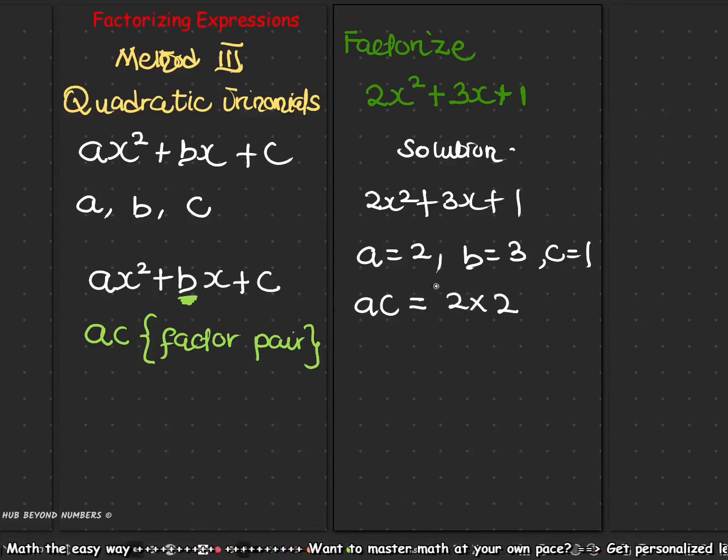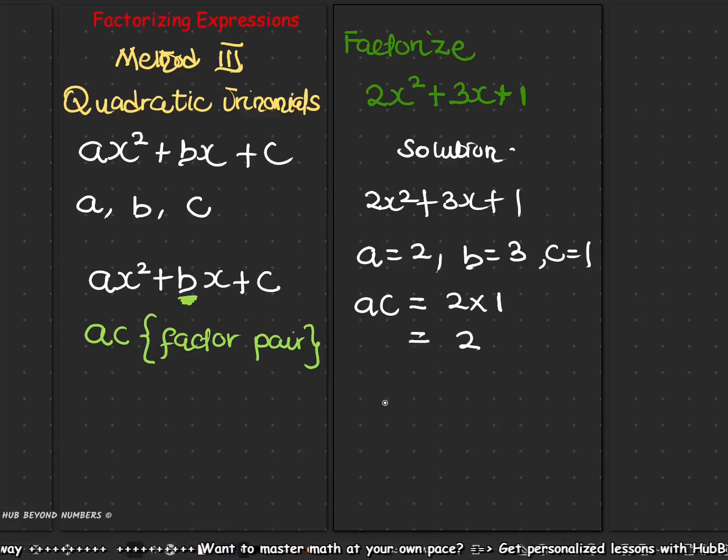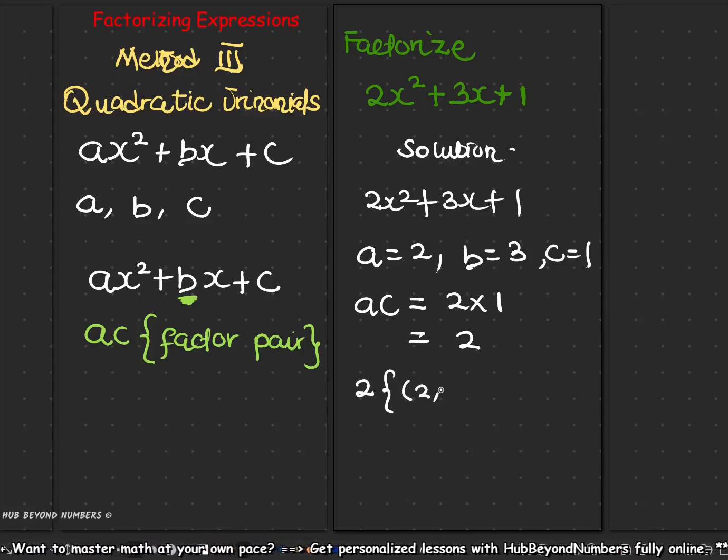2 times 1, that is the value of C multiplying the value of A. And 2 times 1 gives us 2. Now that we have our product, we look for factor pairs of 2. By factor pairs, what we simply mean is if you take a factor of 2, which is one of the factors of 2, what is it? 2. 2 times what gives us 2? We have 1. So these here are factor pairs.